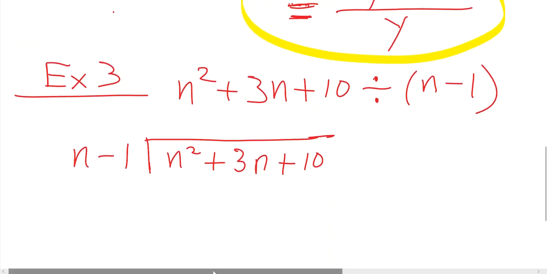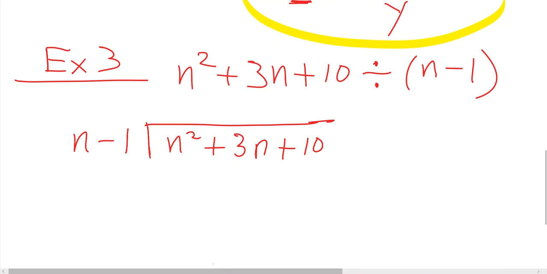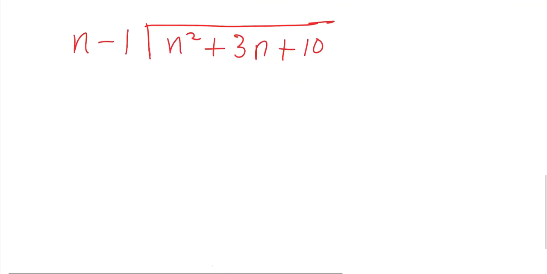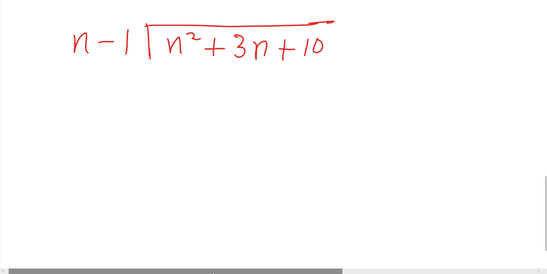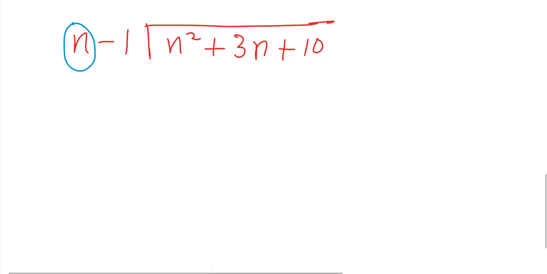Believe it or not, you can do long division for trinomials or for any other polynomial. You can use long division. It may seem a little weird, but follow along closely, and I think you will be able to make sense of this. The way we begin, we take this term n. We look at the divisor. We look at the first term of that, which is n.